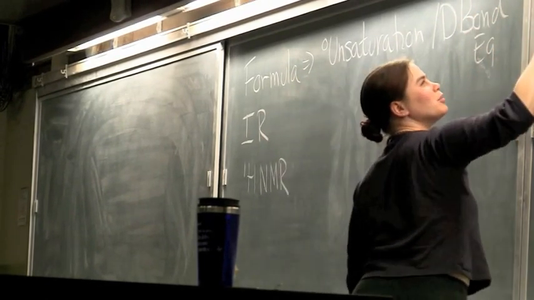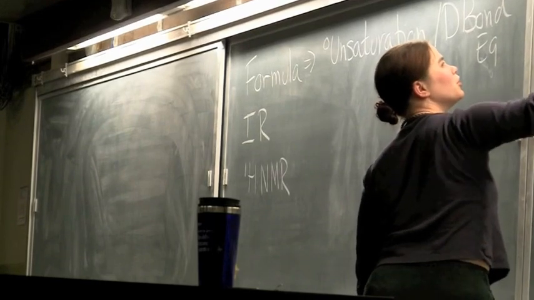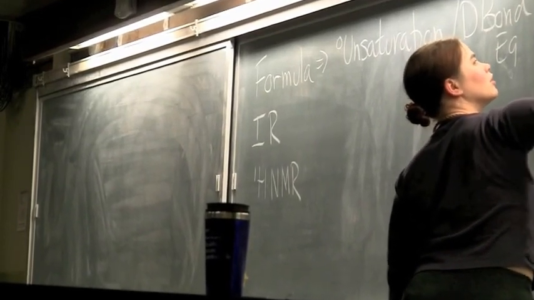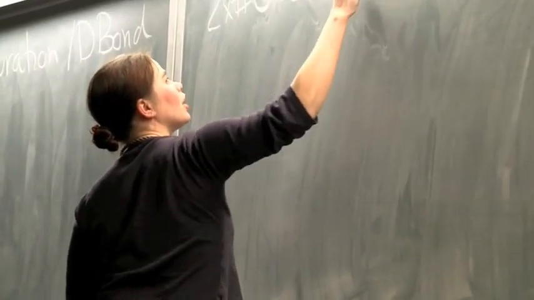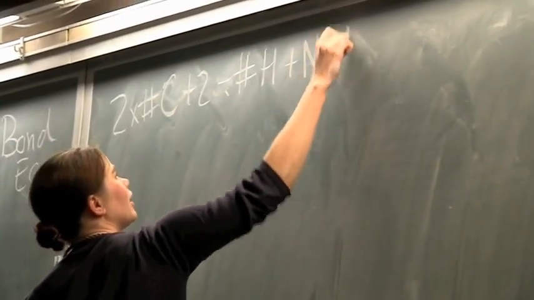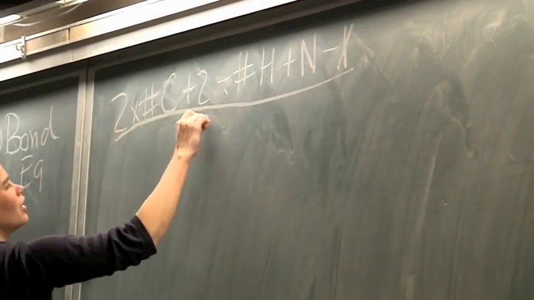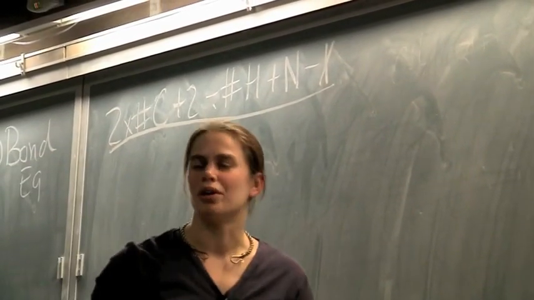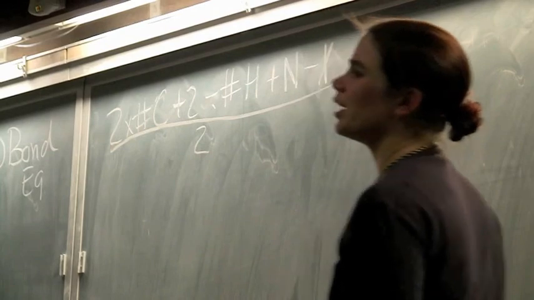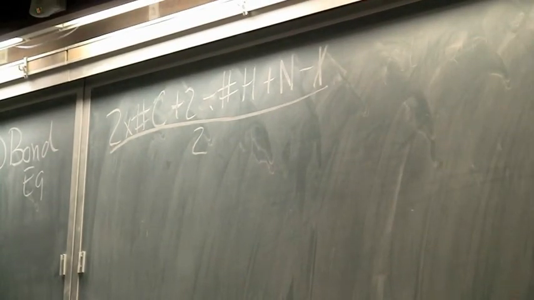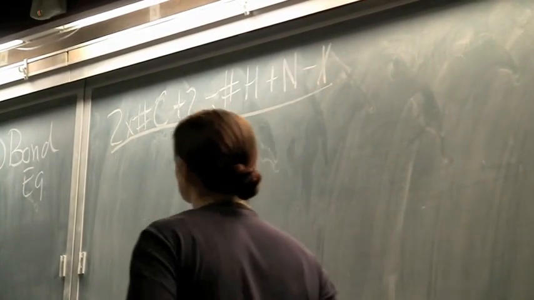That's your 2 times your number of carbons plus 2, minus the number of hydrogens, plus the number of nitrogens, minus halogens, all over 2. One of those formulas you kind of want to know. Other people calculate it slightly different ways. If your TA gave you a different version, it's okay. There's a couple of different types of calculations for that.